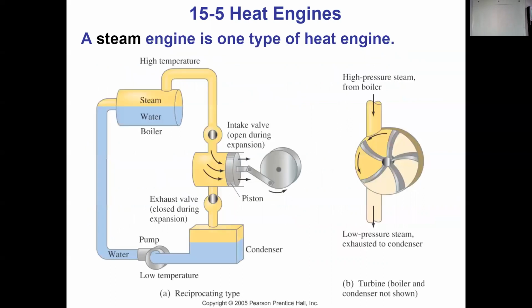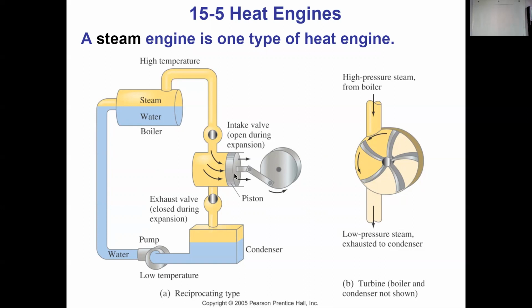Here's another way to visualize this with a steam engine. Our boiler is QH. So that's where we're harvesting high temperature energy. And we harvest it by allowing steam to escape from the boiler. When the intake valve is open, then the steam rushes in and pushes on the piston, making it expand. And that's where we're siphoning off useful work.